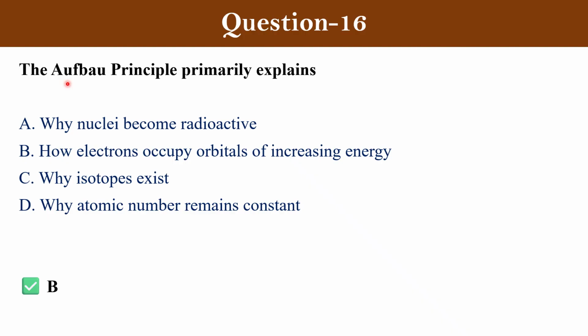The above principle means the building up principle. Electrons first occupy lower energy orbitals before higher energy orbitals. This minimizes the total energy of the atom. So the correct answer is how electrons occupy orbitals of increasing energy, which is primarily explained by the above principle.